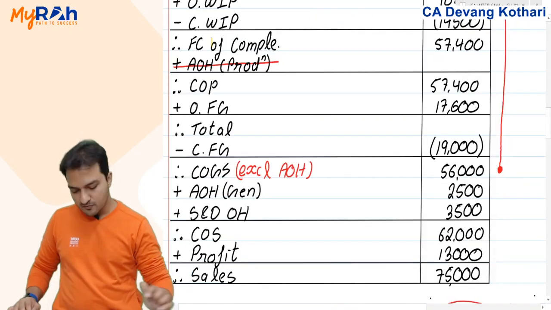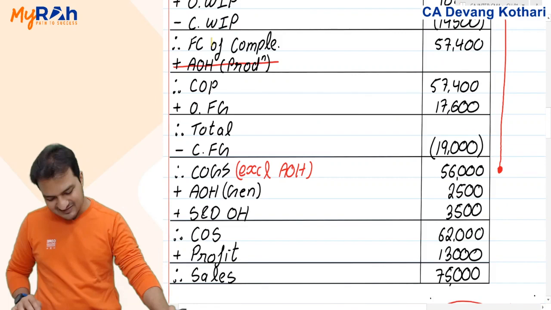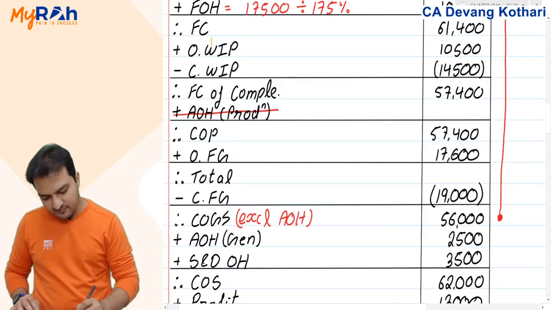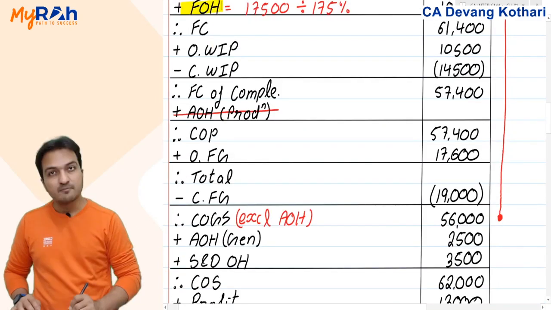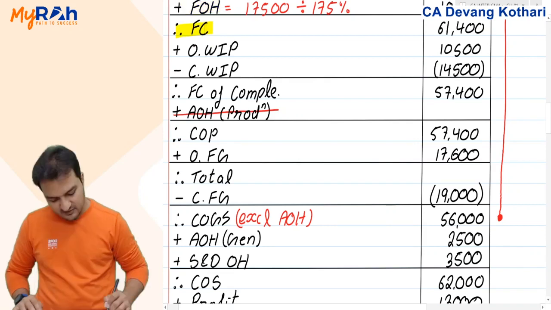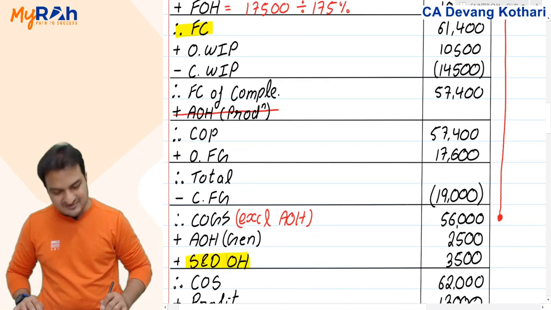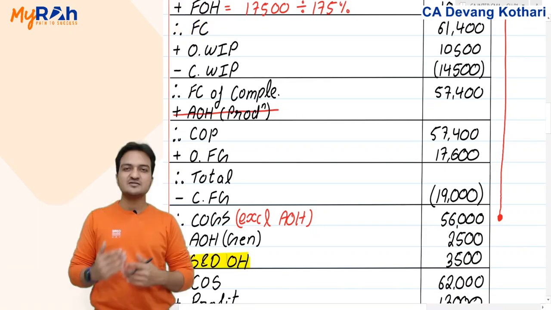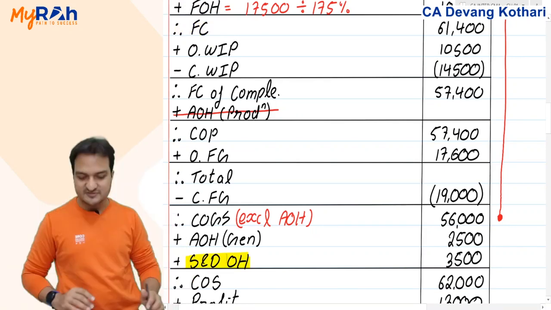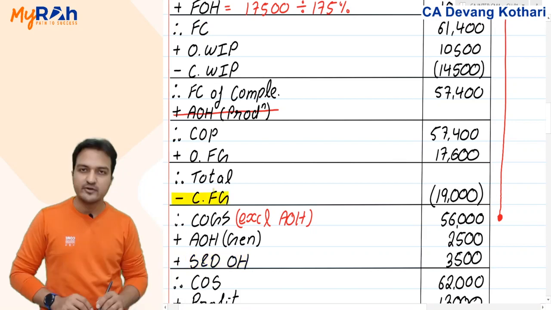Factory overheads come over there because they are incurred inside the factory, inside the factory cost. Admin and selling overheads come at the last because they are incurred only on the sold units. So only after removing unsold units, closing FG, only after that I put the selling overheads.